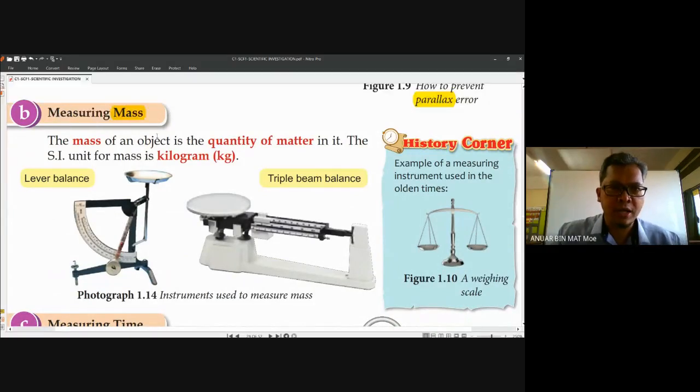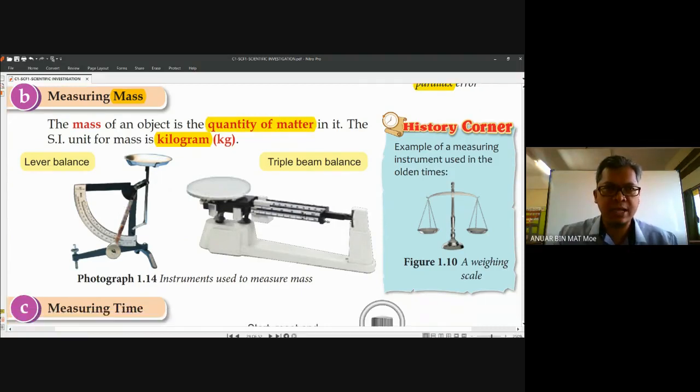Okay, what are the SI unit? The SI unit is kilogram, and then the mass, you want to measure the quantity of matter in an object. We call it measuring mass, and then the unit is kilogram, and then the name of the instrument. Number 1, you must understand lever balance. Number 2, triple beams balance. Okay, these are the instrument you need to remember in order to measure the mass, right?